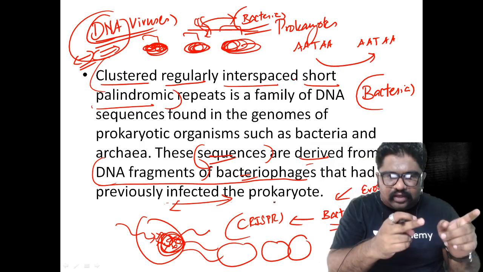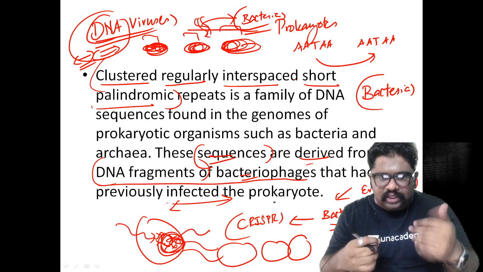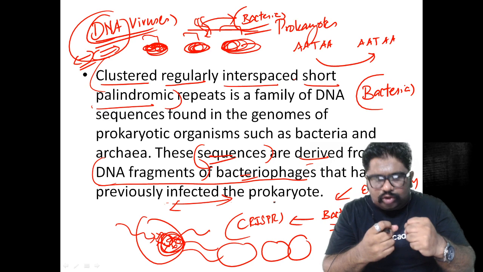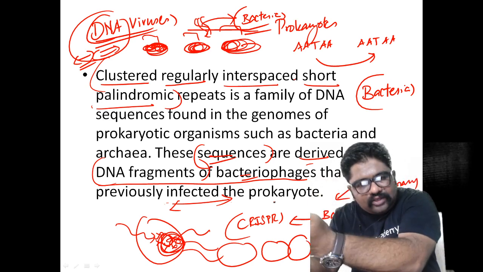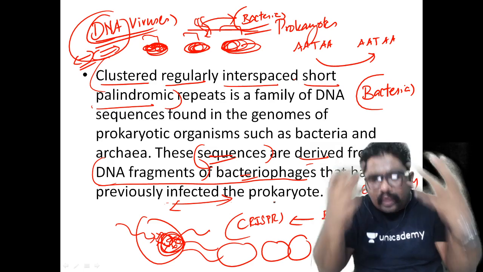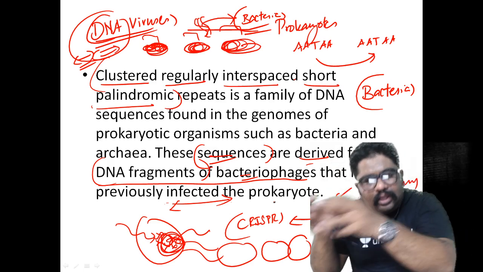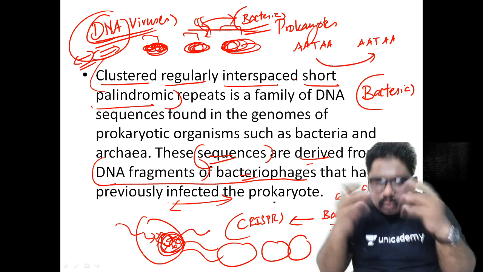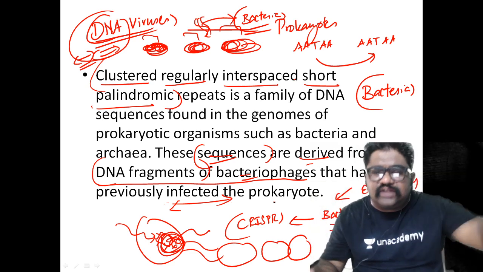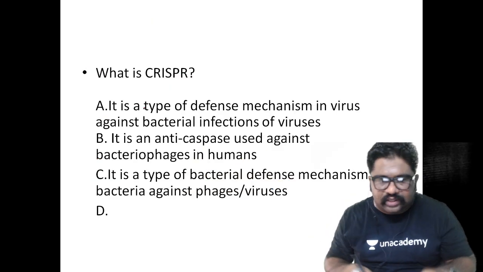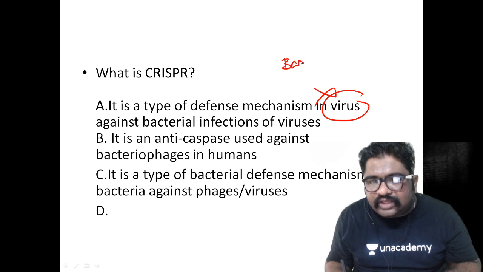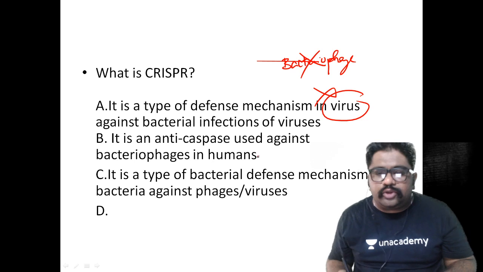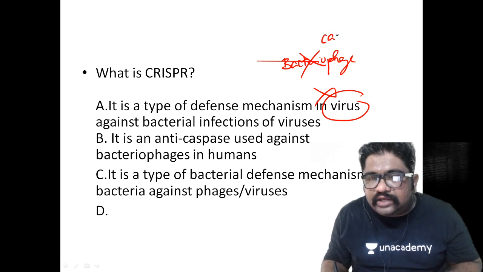So when a particular virus enters into the bacteria and comes out, it will carry some information about the bacteria also. Now this bacteriophage goes and attacks another bacteria. This information goes to another bacteria also. With the help of a virus, the CRISPR sequence will enter into the bacteria. Now the bacteria will use the CRISPR sequence to fight against further bacterial infections. Now look at the question here. It is a type of defense mechanism in virus. That is absolutely wrong. Bacteriophage is not capable of using the CRISPR. Bacteriophage cannot use the CRISPR. But bacteriophage can transfer the CRISPR.